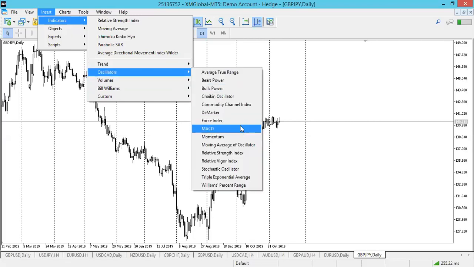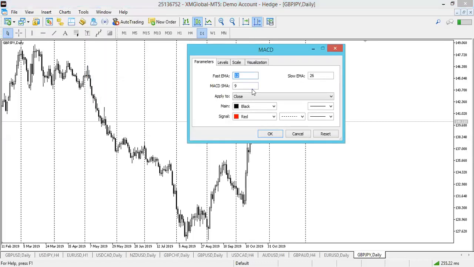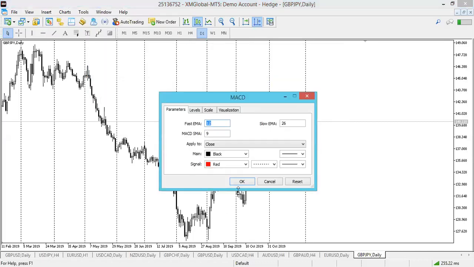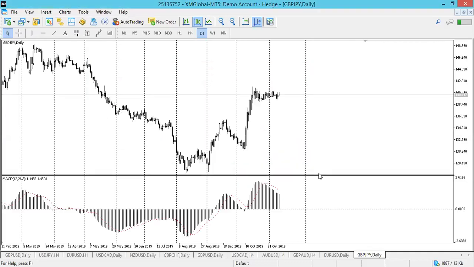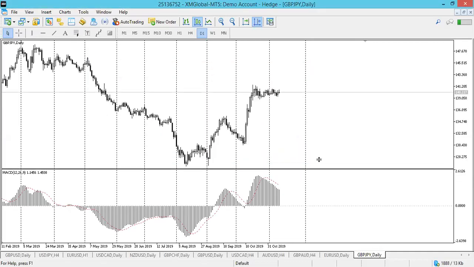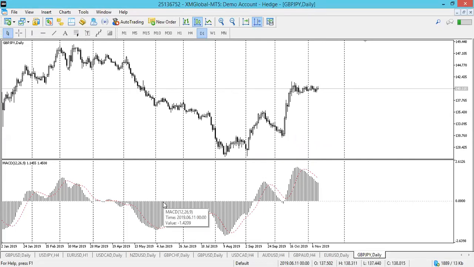Okay, let's start with MACD. Ito yung mga default settings niya. You have your 12, 26 at saka yung 9. To be honest, ang MACD, ang itsura niyan pag nandito sa MetaTrader, it gives you a histogram looking window.